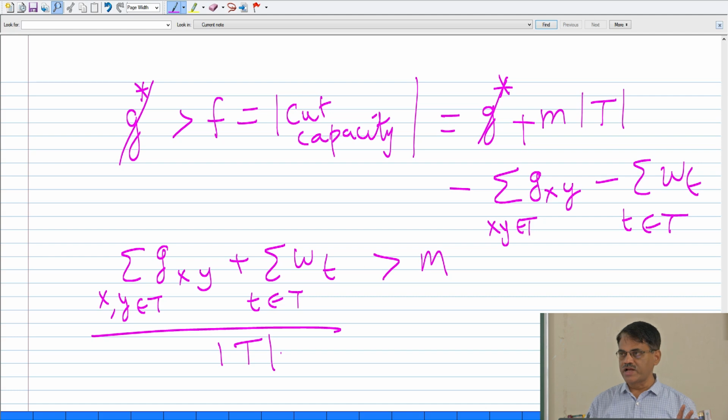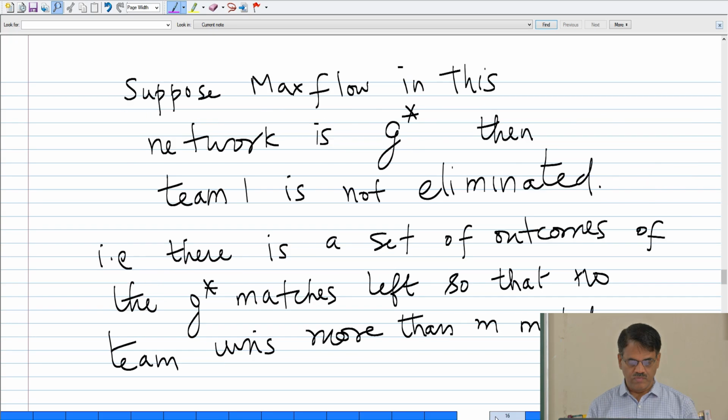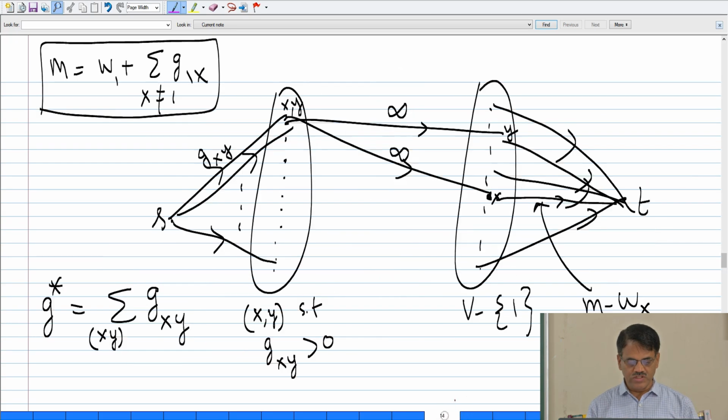How did we prove this? We set up a flow network with capacities, and we said run a max flow algorithm on this. If the max flow value is equal to the total number of matches left, then this max flow solution gives me a way of outcomes, right? Because once you run this max flow, it tells you how each of the games can result such that nobody gets more than m. This is good, but what I want to know is the converse.